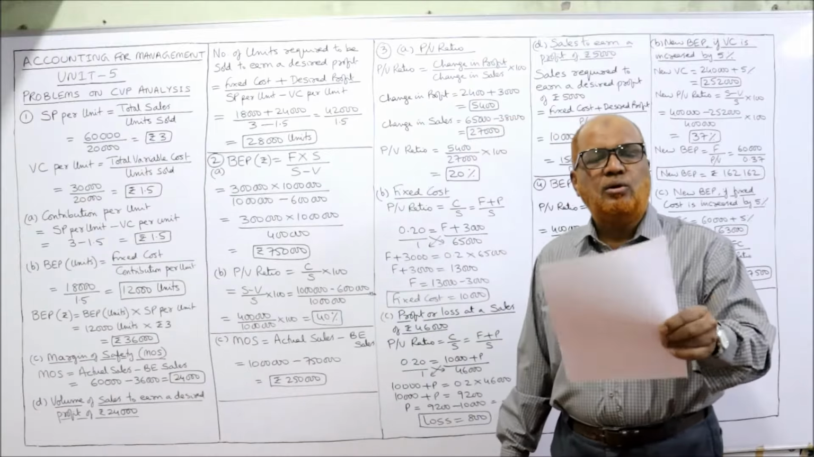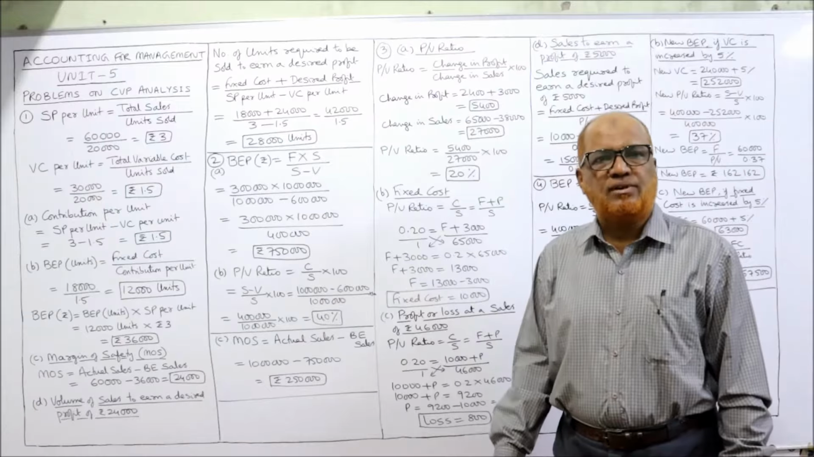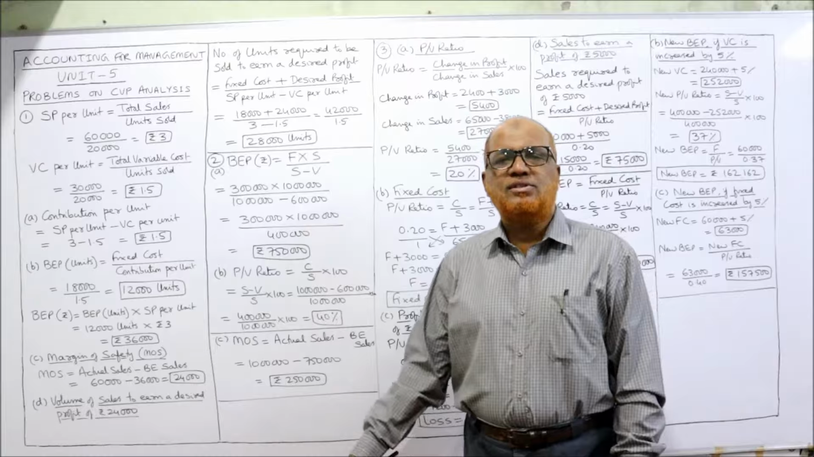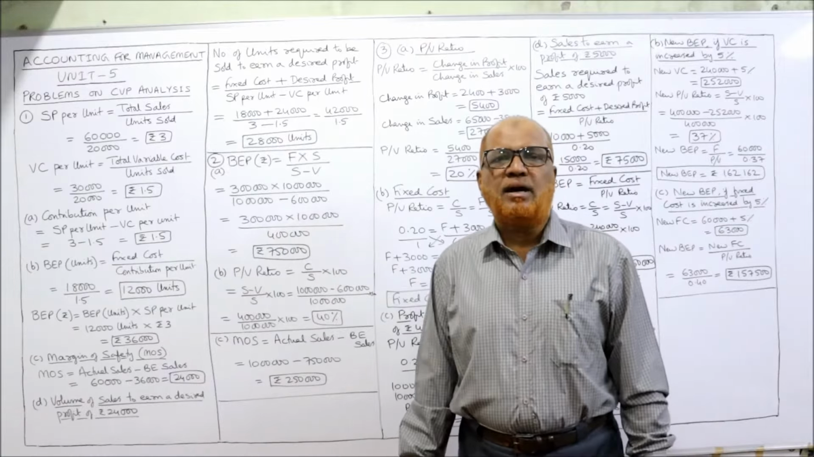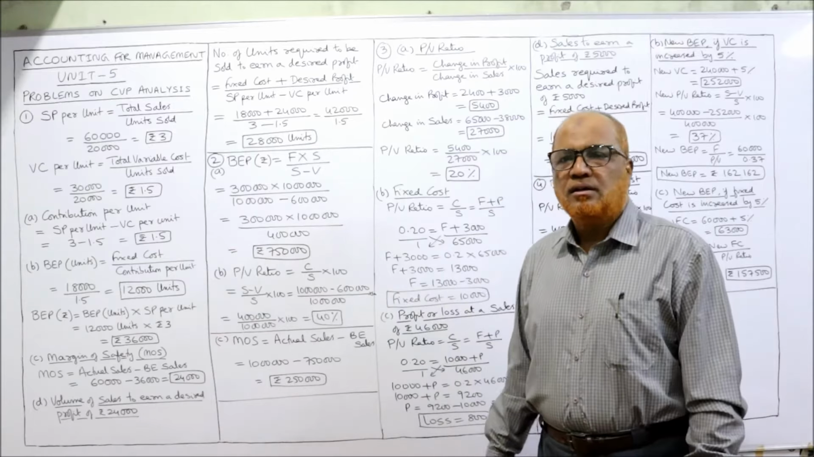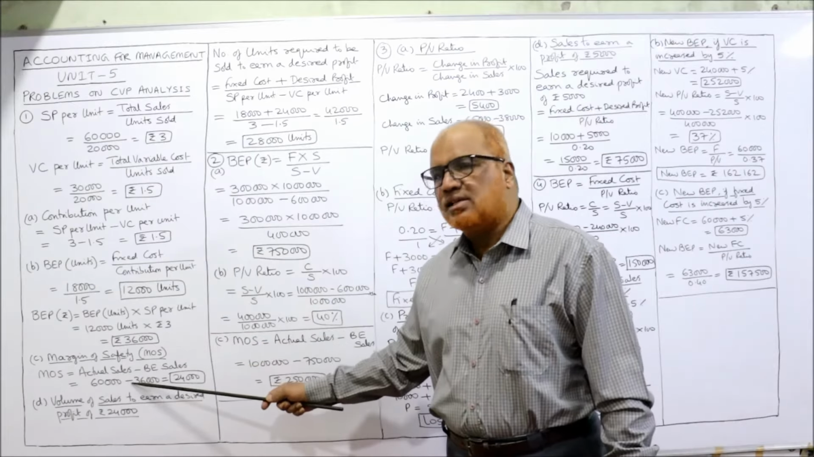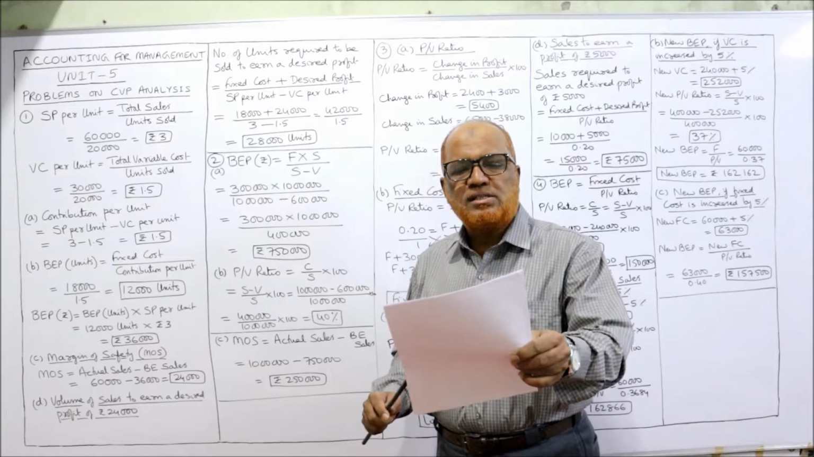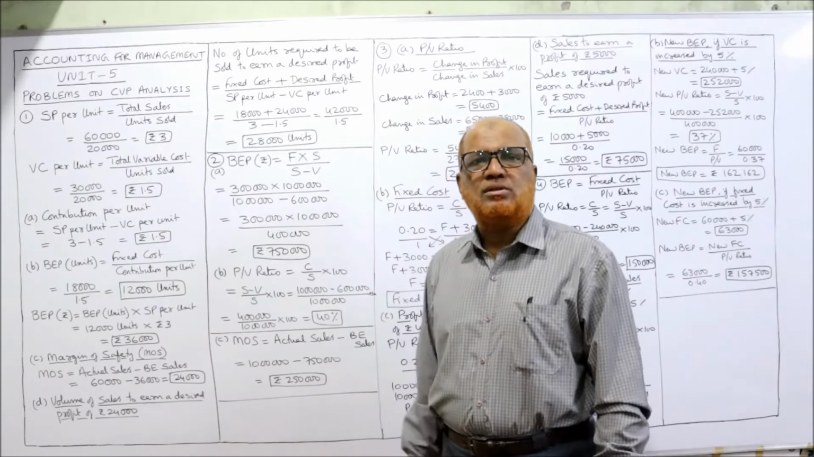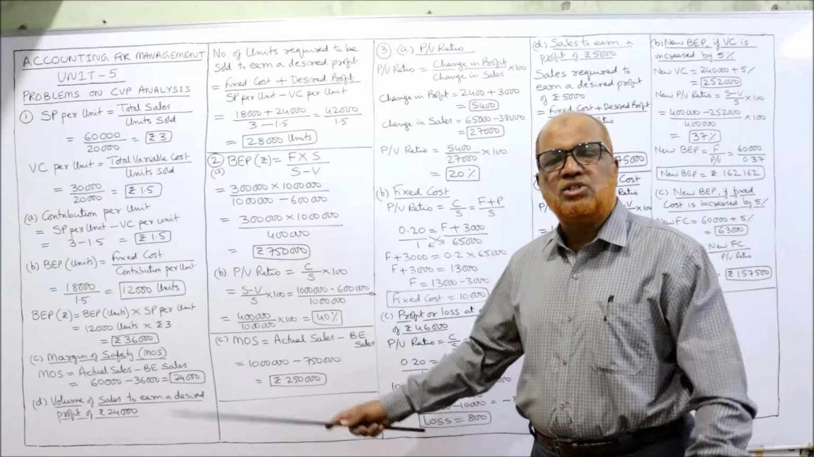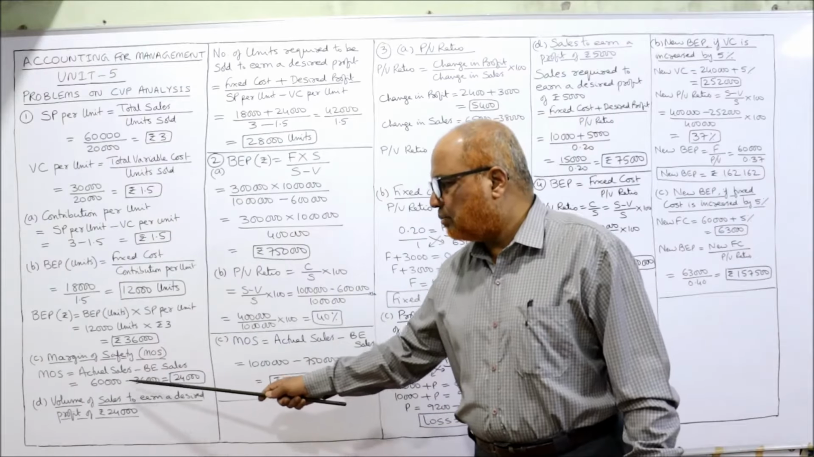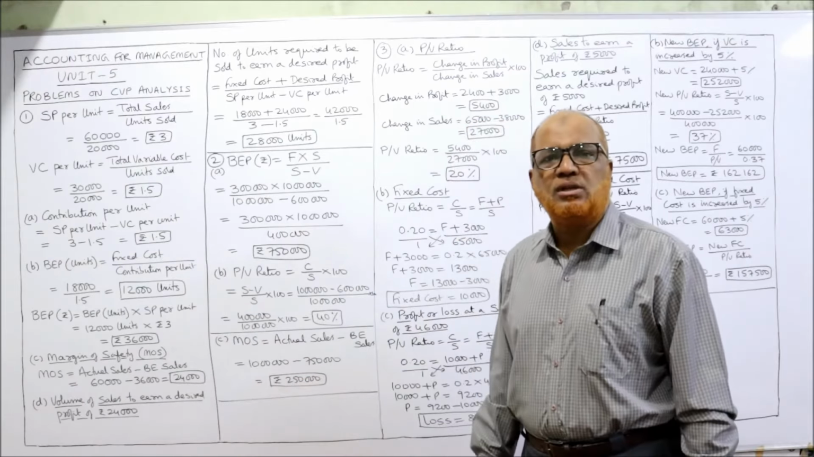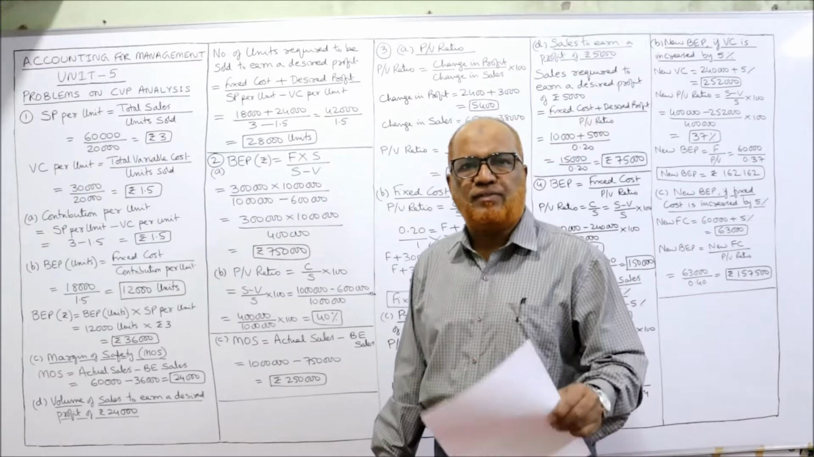Next, the third point asks you to calculate margin of safety. I already explained the formula in the last video: actual sales minus break-even sales. The actual sales given in the problem are 60,000 and the break-even sales we just got are 36,000. So 60,000 minus 36,000, 24,000 is the margin of safety.